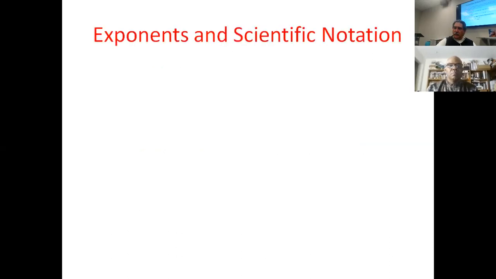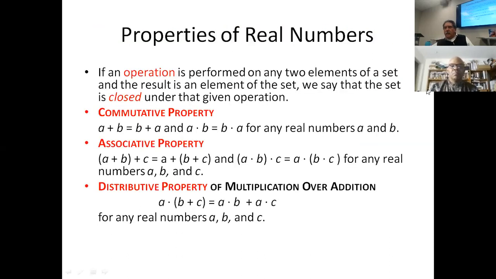This is important, some of the properties of real numbers. If an operation is performed on any one or two elements of a set, and the result remains in that set, it is a closed set. Now, there are three important properties: commutative, associative, and distributive. What does it mean? It means simply, A plus B is the same as B plus A. It doesn't matter. 2 plus 3 is the same as 3 plus 2. Or A times B is the same as B times A. 2 times 3 is the same as 3 times 2. For any real numbers A and B.